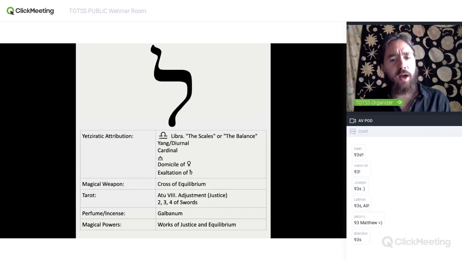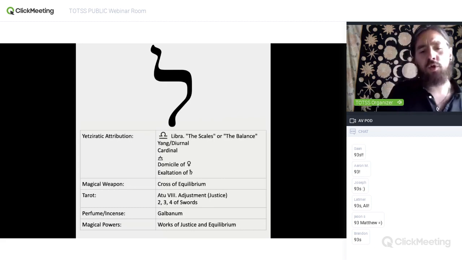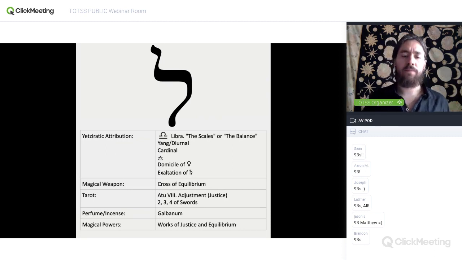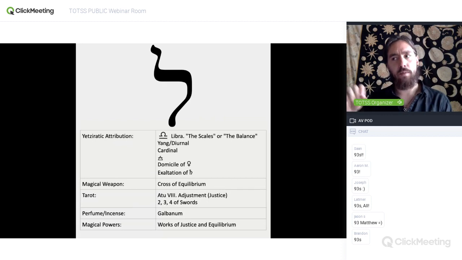All right, so for our magical weapon here, we have the Cross of Equilibrium. Now, it seems to me, from what Crowley says about this, I wouldn't think of this as an actual object of a cross. We could think of it maybe as an equal-armed cross, but I think the way Crowley talks about the Cross of Equilibrium is that it's visible in the arrangement of all of the furniture of the temple. And so again, as we've talked about before, with all of the zodiacal signs and their magical weapons, these are either specific items related to the furnishing of the temple or the conditions of the temple.